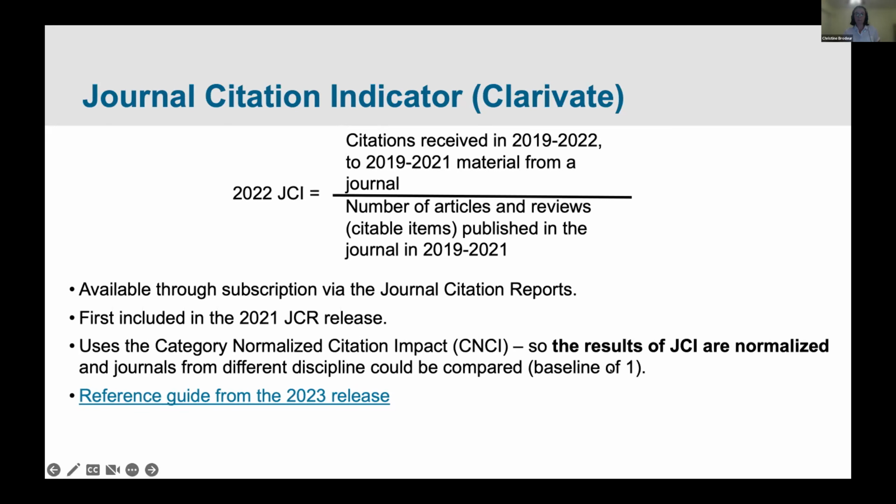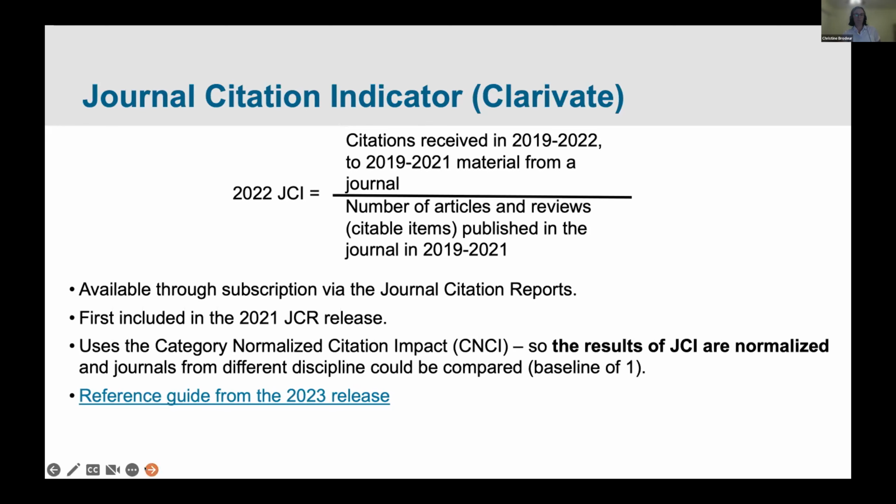So if the CNCI is more than 1, it's cited more than average, less than 1, cited less than average. So again, it's like an extra indicator from Clarivate to complement the JIF, to show a different aspect of what's going on. So it's normalized by field. So Marissa confirms here that that's the JCI. Thank you.